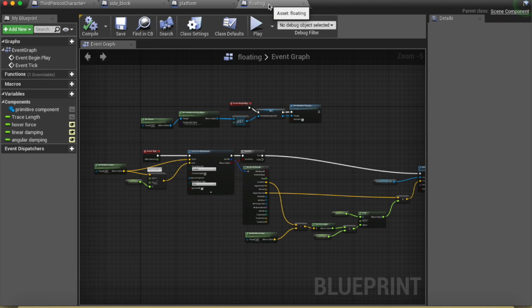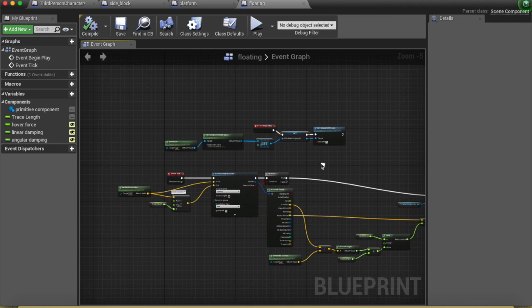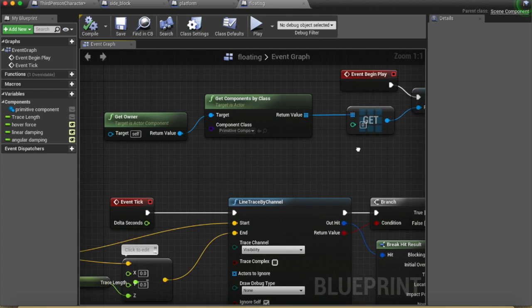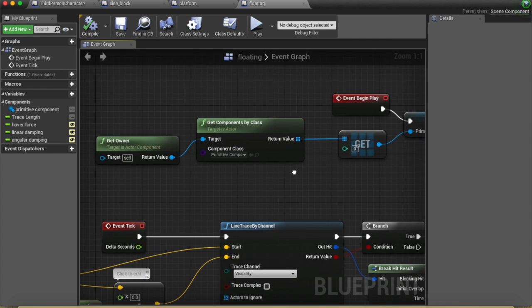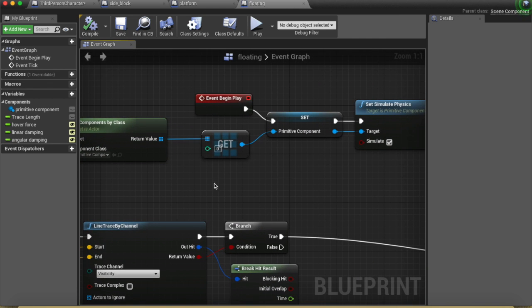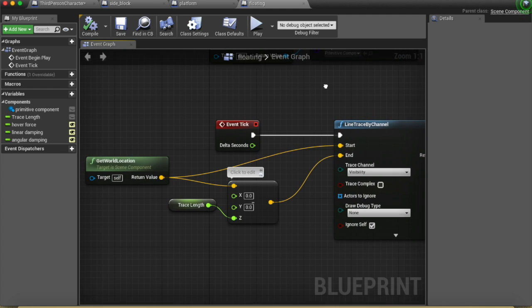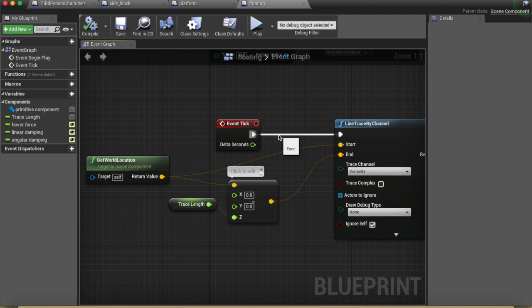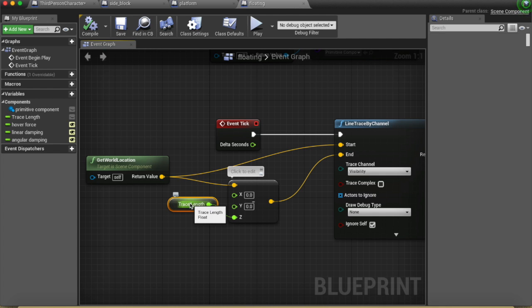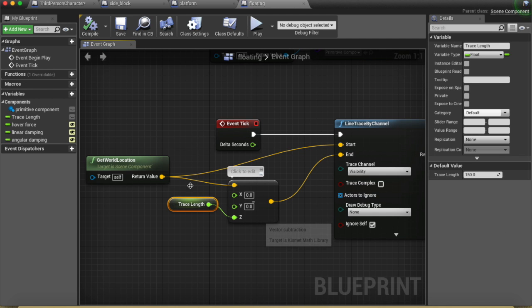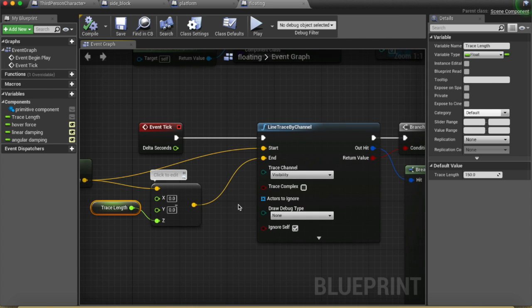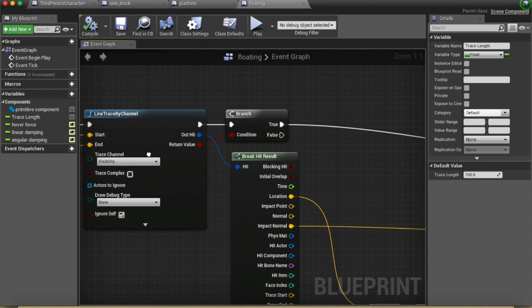Then we go on to the floating, so the hover. The blocks, both the first set and the second set, so the wall of blocks and the staircase of blocks, both have physics applied on them based on getting that component class and then simulating a set physics node here. And then I'm ticking their location by adding a z, a trace length. So I'm adding to the z so that it goes up and down or is farther away from the ground.